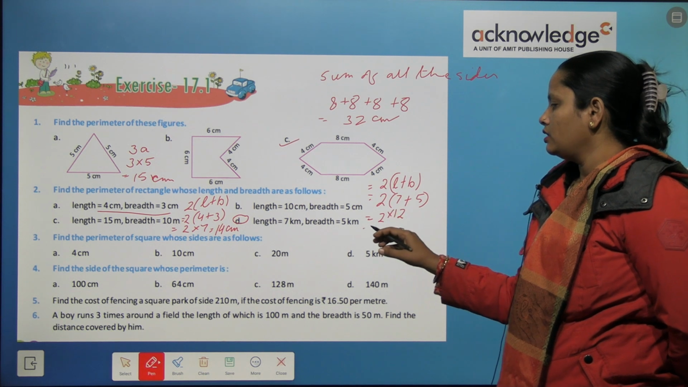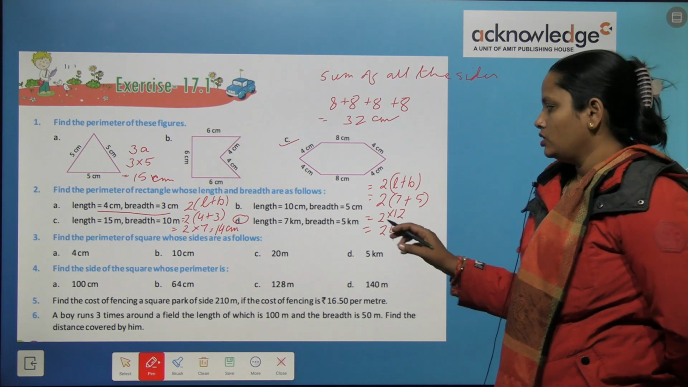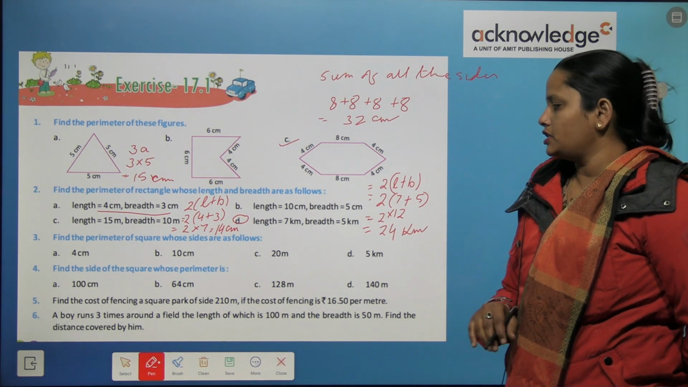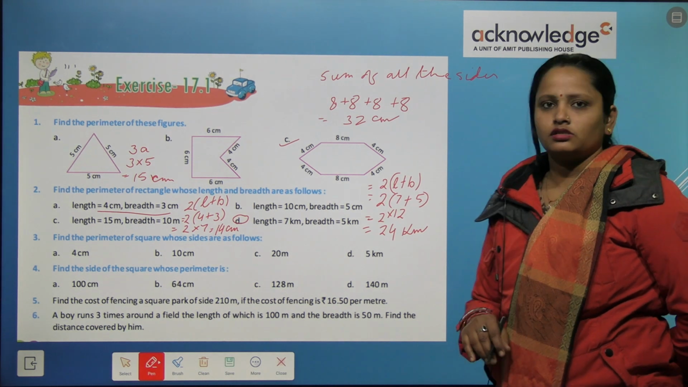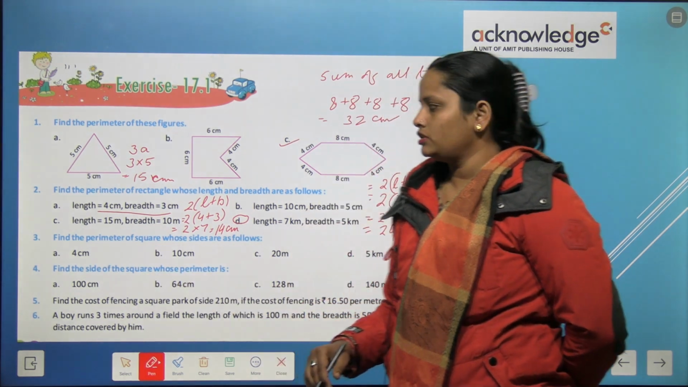12, it's 24. So here the perimeter is 24 kilometer. I hope this is clear. Now let's move to question number 3.